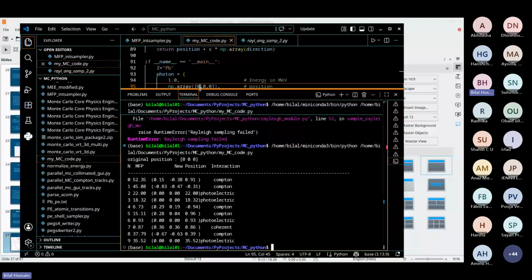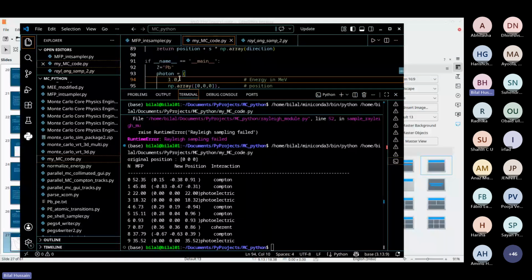Now you can see that it was starting with the position 0, 0, 0. Now it moved to a new position X, Y, Z. The interaction type sampled is Compton. Next, I've gone to the second sampling, it's giving a mean free path of 45, new position, again Compton. Third, because it is random sampling, we have a photoelectric interaction. Second is photoelectric, Compton, photoelectric. You can see this from here.